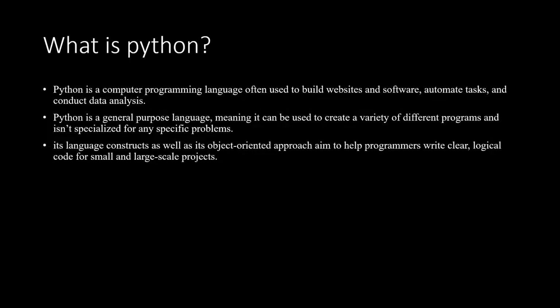At first, we want to know what Python is. Python is a computer programming language often used to build websites and software, automate tasks, and conduct data analysis. Simply, we can say it is one of the programming languages used to build websites and software, and now AI and data science also use Python very much to develop programs and so many things. It is a general purpose language, which means it can be used to create different programs and solve specific problems.